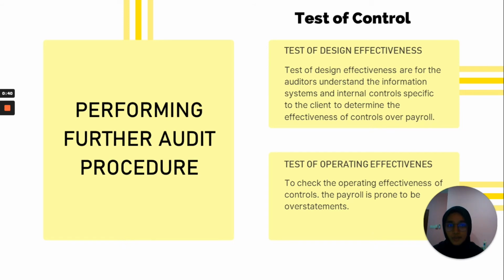The first type of test of control is the test of design effectiveness. Tests of design effectiveness are for the auditor to understand the information systems and the internal controls specific to the client, to determine the effectiveness of controls over payroll. For example, an organization notes that they have controls around the hiring process, and one control is that background checks are conducted on all new hires.